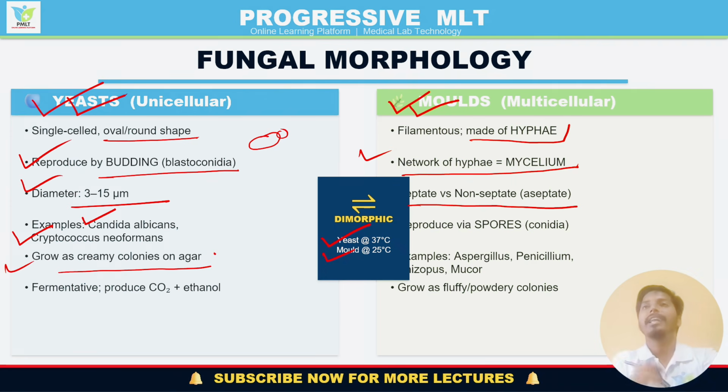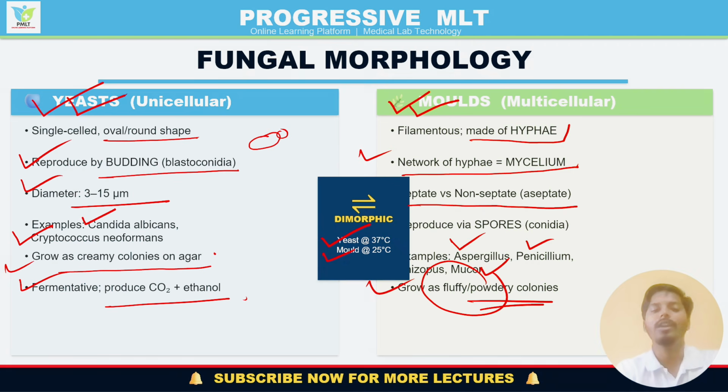And please keep in mind that for medically important fungus, we may use SDA agar for their growing, Sabouraud dextrose agar. We will understand it later. There is also another type of staining procedure like lactophenol cotton blue. As well as in Candida albicans, we will find germ tube positive. We will understand it later. Just see here, they basically produce carbon dioxide and ethanol.